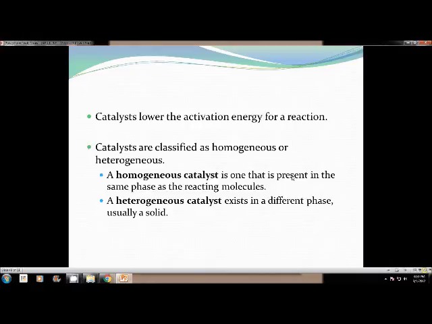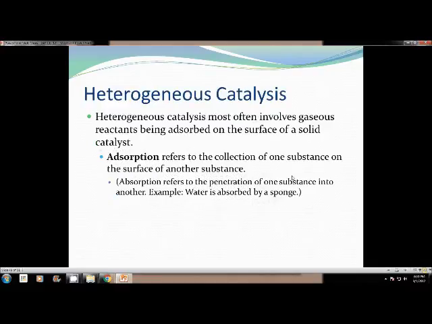Catalysts can be classified as homogeneous or heterogeneous, where homogeneous is one that's present in the same phase as the reacting molecule, and heterogeneous is when it's in a different phase, usually a solid. Sometimes you'll have a platinum surface that it reacts on or something like that. The heterogeneous catalyst most often involves gases reacting or being adsorbed on the surface of a solid catalyst.